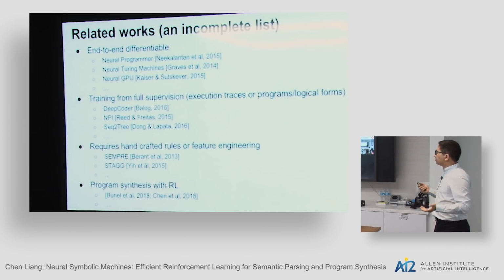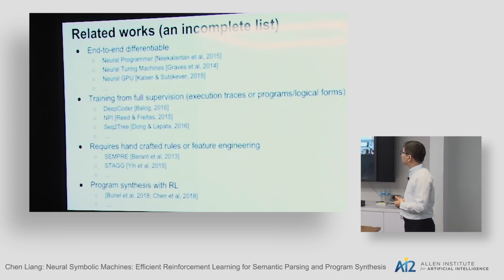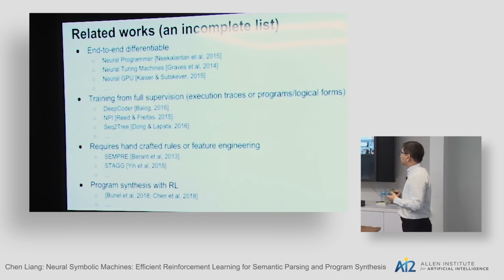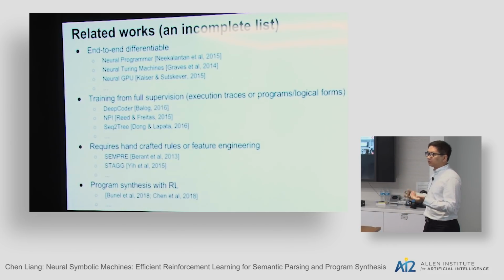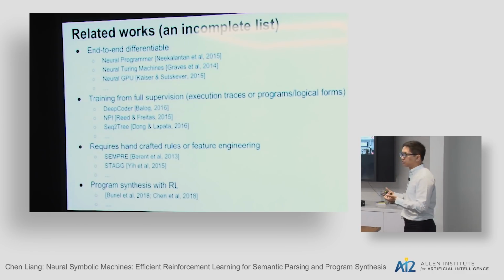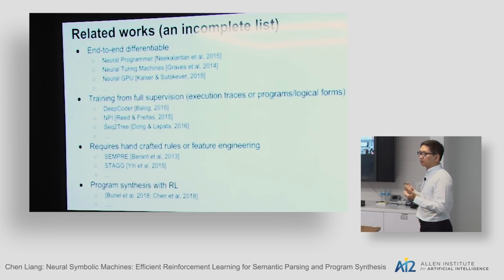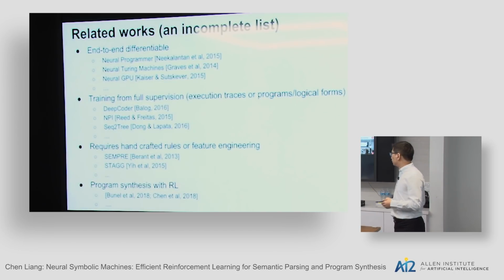So there is a lot of related work on this. This is an incomplete list. Basically, there are approaches that try to make an end-to-end differentiable approach to augment neural nets, like Neural Turing Machine or Neural Programmer. And there are also approaches that try to train from full supervision, from, say, execution traces or the true program or logical forms, like DeepCoder or Seq2Tree. And there are also approaches that use more handcrafted rules or feature engineering in some of the components, like SEMPRE from Stanford or STAGG by Scott. And there is recently some interest in program synthesis with RL, for example, in this year's ICLR.